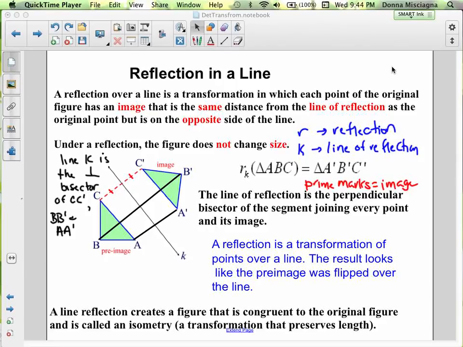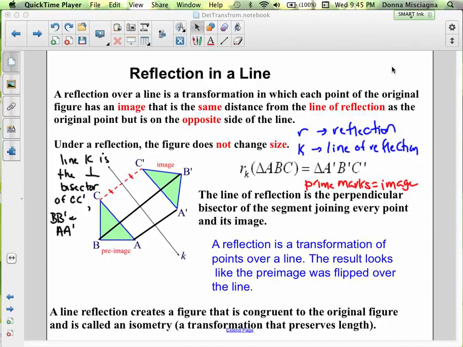So we want to indicate a reflection. One way we could do that is using the notation that's in your notes: R_K of triangle ABC equals triangle A prime, B prime, C prime. Let's explain what the symbols mean in that particular statement. The R there means reflection, and the K is a line of reflection. So it's just a shorthand way of telling us that we're going to reflect triangle ABC over a particular line.